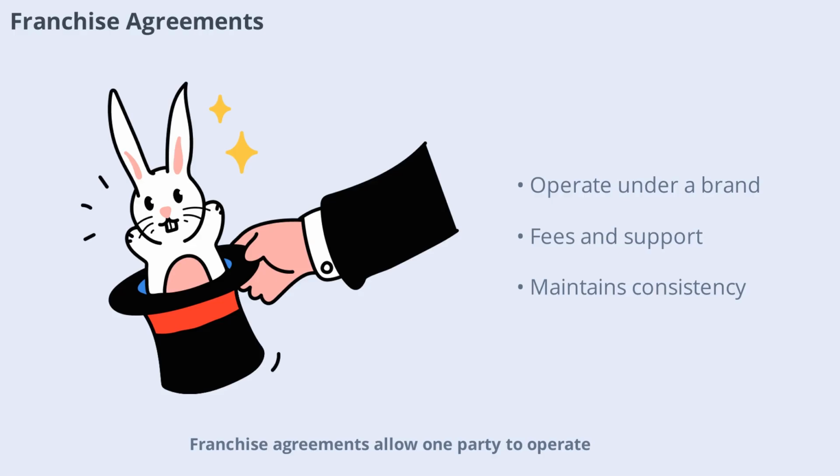Franchise agreements allow one party to operate a business using another's brand and business model. These contracts set out the terms for fees, support, and operational guidelines. Franchise agreements are key to maintaining brand consistency and ensuring both parties benefit from the arrangement.